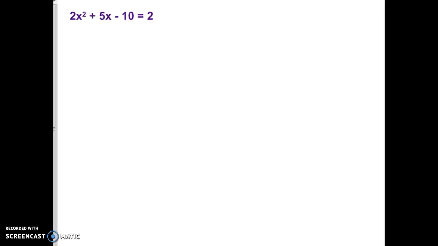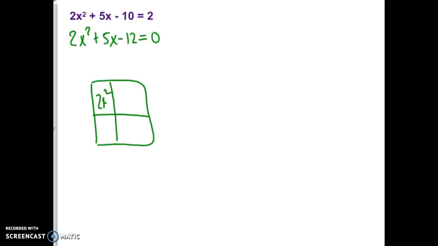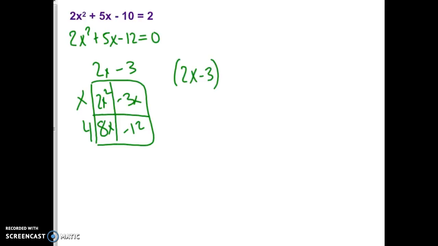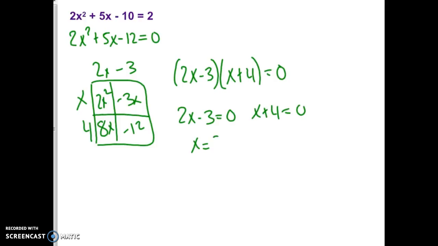All right, so this one, what I'm going to do first, it is not set equal to 0, so I need to set this equal to 0 so I can even begin to factor or use the quadratic. I'm going to factor. This is x, and then I'm going to ask, how can I get 12? What about 4 and 3? 8x, 3x. If this is a negative, I'll get a 5x. So I have 2x minus 3 and x plus 4 equals 0. So I set each factor equal to 0, and x equals 3 halves, and x equals negative 4.